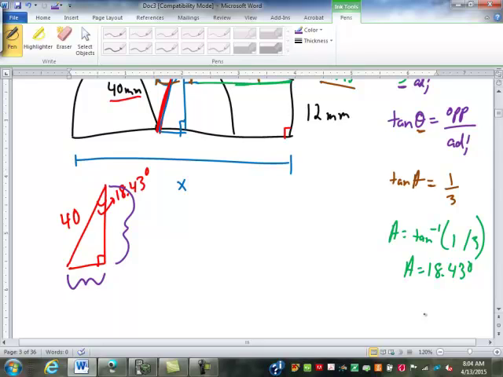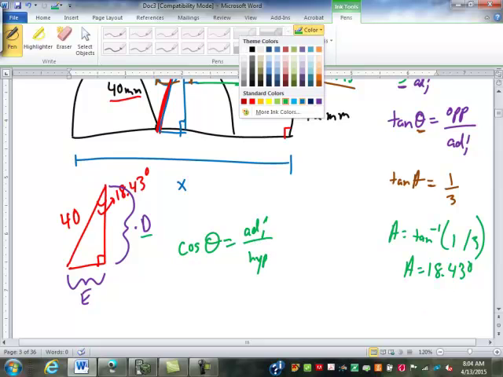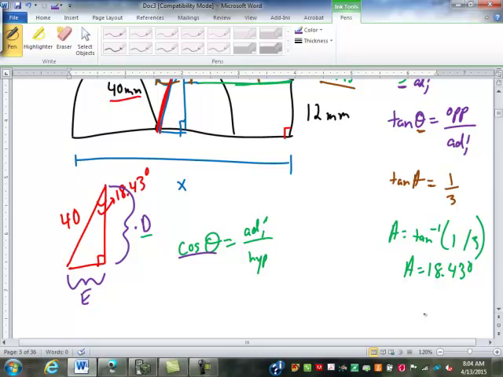You want to tell me how? Let's find this one. We'll call that side D. We'll call this one side E. How do I find D? Cosine of an angle is adjacent over hypotenuse. Do I know the angle? Yeah, 18.43 degrees. Do I know the adjacent side? That's what I'm looking for. Do I know the hypotenuse? Well, I better. I can only have one unknown, right?